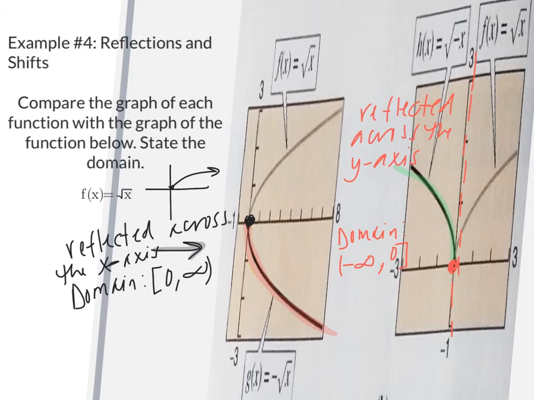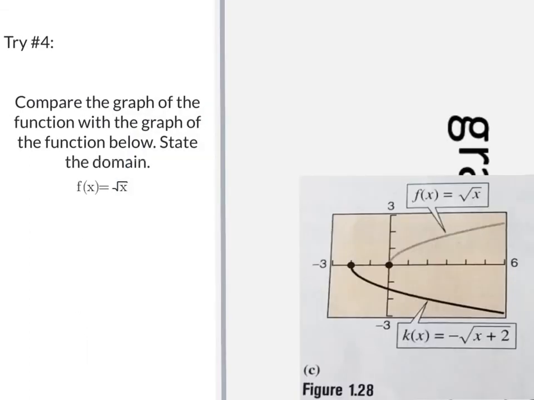Let's look at the next one. All right, we are to compare the graph of the function with the graph of the function below, and then we're going to state the domain. So again, let's take a look at what's happened. The first thing that I see is that it has been reflected across the x-axis, right? And then not only that, but once it got reflected, it then got shifted to the left 2 units.